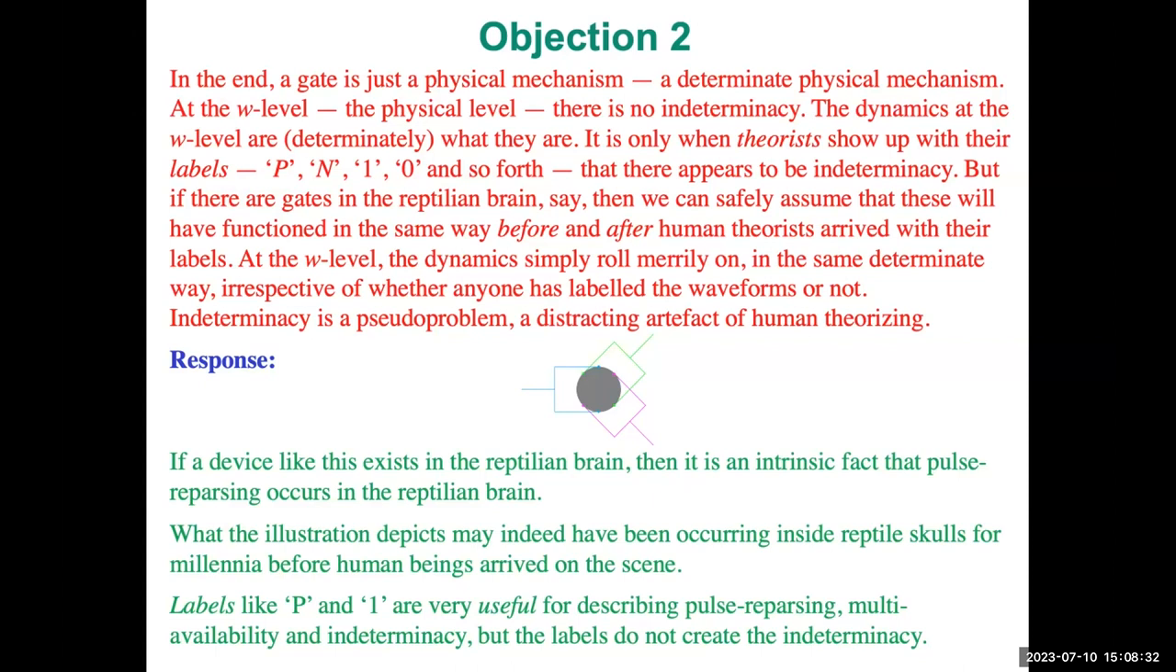If that's so, then it's been occurring for, we may suppose, millennia before humans turned up with their labels. Maybe explain the example, because I don't think you wanted to say that it computes all of these functions at the same time. It seems that there's some kind of selection or reparsing going on. Why can't I say that it computes them all at the same time? Okay, that's multi-availability, that's multiplicity. I'm entirely happy with the idea that it computes at the same time.